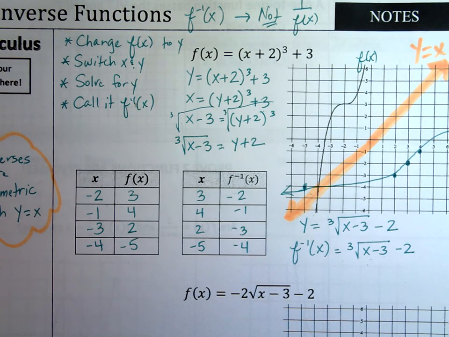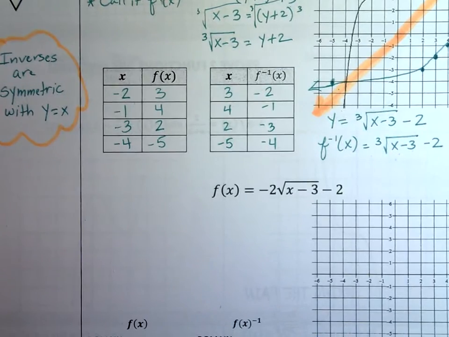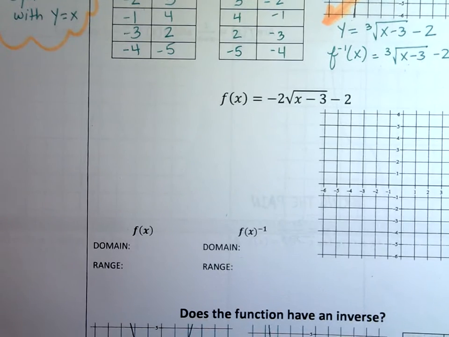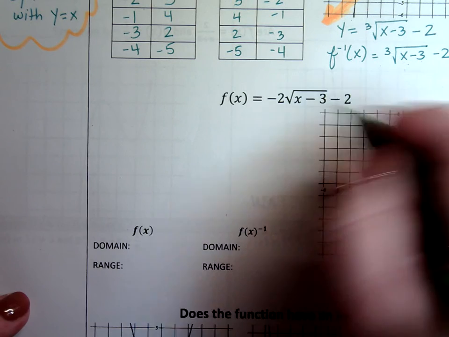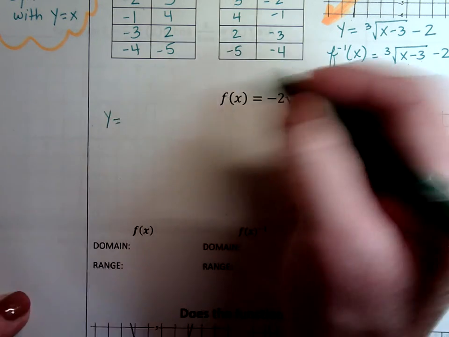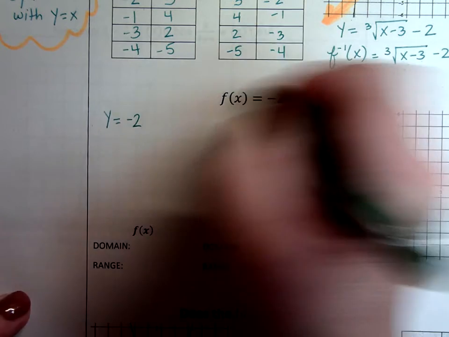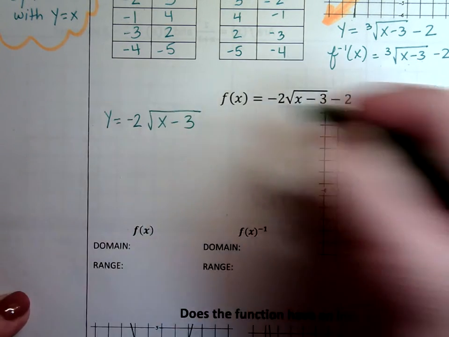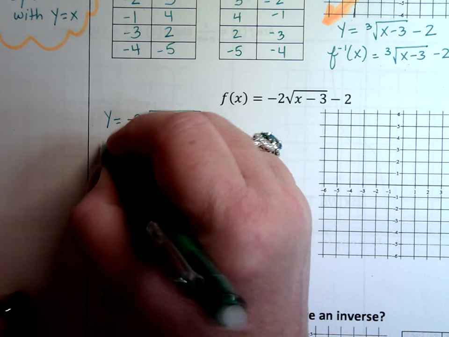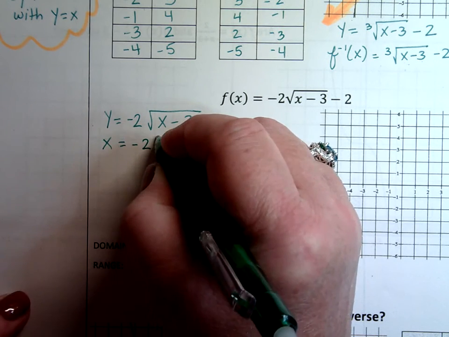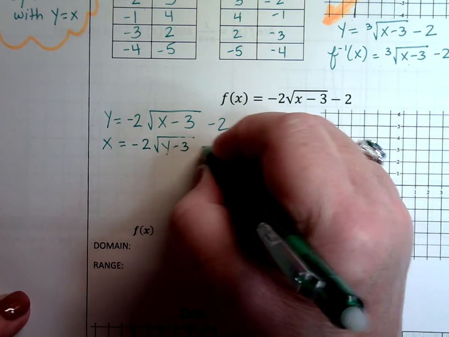Okay. So then he went on to the next example, and the next example was of a square root. So same idea. Our job is to find the inverse. All right, so we're going to go through our steps. We're going to check out the steps. Step number 1 says change f of x to a y. So y equals -2 square root of x minus 3 and then a -2. Step 2 says switch the x and y. X equals -2 square root of y minus 3 with a -2.